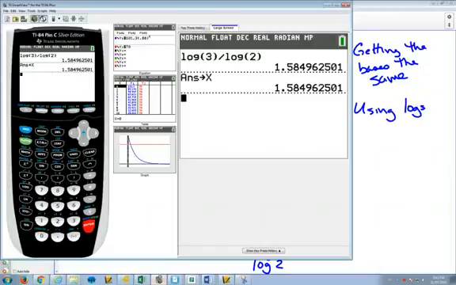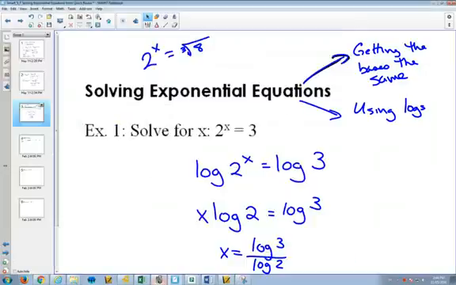What was our original equation? 2 to the x equals 3. So I can see, what is 2 to the power x? If it's equal to 3, then I know my answer is right. If it's not, I've done something wrong. So you can do a little happy dance when it's the same number, and then you know that you've got it right. So the answer is 1.58. And we've solved for x.